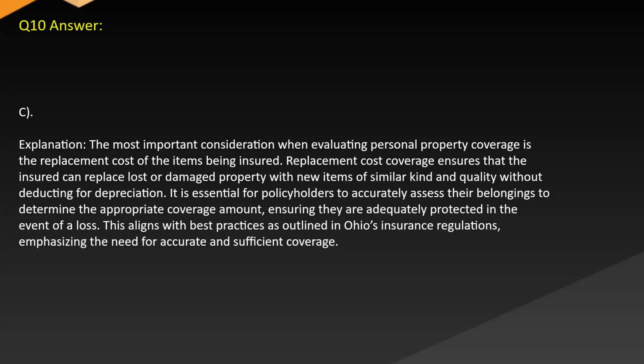Answer. C. Explanation. The most important consideration when evaluating personal property coverage is the replacement cost of the items being insured. Replacement cost coverage ensures that the insured can replace lost or damaged property with new items of similar kind and quality without deducting for depreciation. It is essential for policyholders to accurately assess their belongings to determine the appropriate coverage amount, ensuring they are adequately protected in the event of a loss. This aligns with best practices as outlined in Ohio's insurance regulations, emphasizing the need for accurate and sufficient coverage.